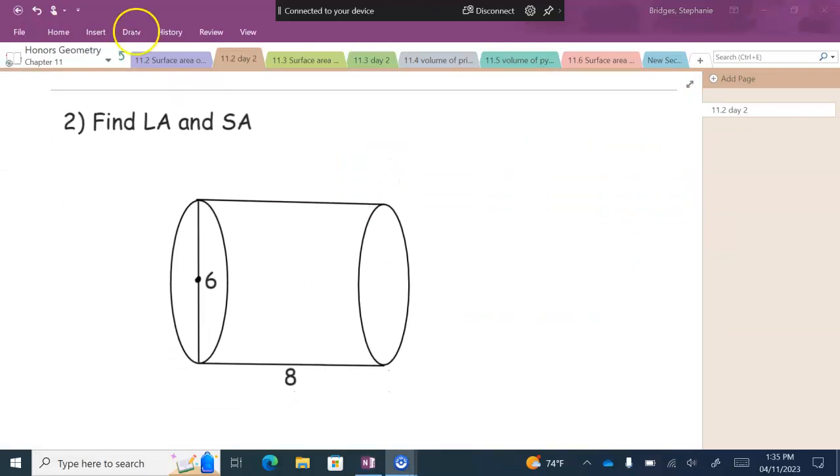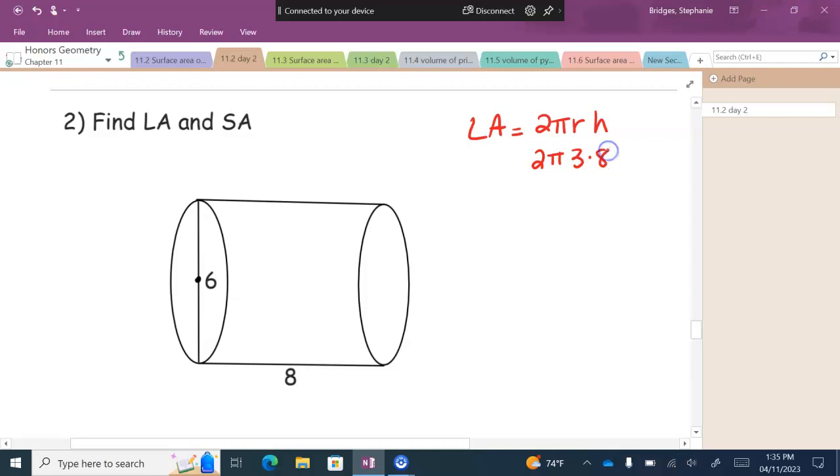Try that one. Again, the lateral area is 2 times pi times r times h. What is my radius here? 3. And what is the height of my cylinder? 8. So we are going to multiply 2 times 3, which is 6, and 6 times 8 gives me 48 pi for our lateral area.